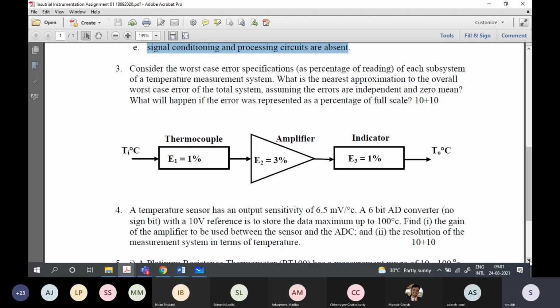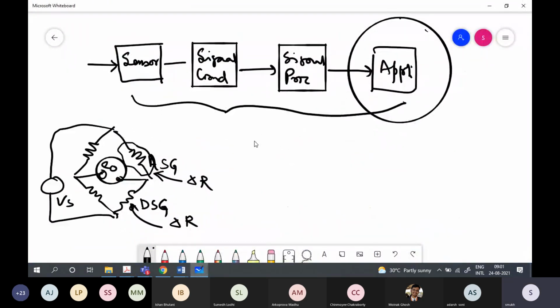Do you think there is enough data given here? Neither the amplifier gain is given, nor the thermocouple sensitivity is given. So the only thing is that it is an indicator instrument. So the overall sensitivity, that means the gain of the thermocouple multiplied by the gain of the amplifier multiplied by the gain of the indicator, is 1. That is given. So, is it not? So let's try.